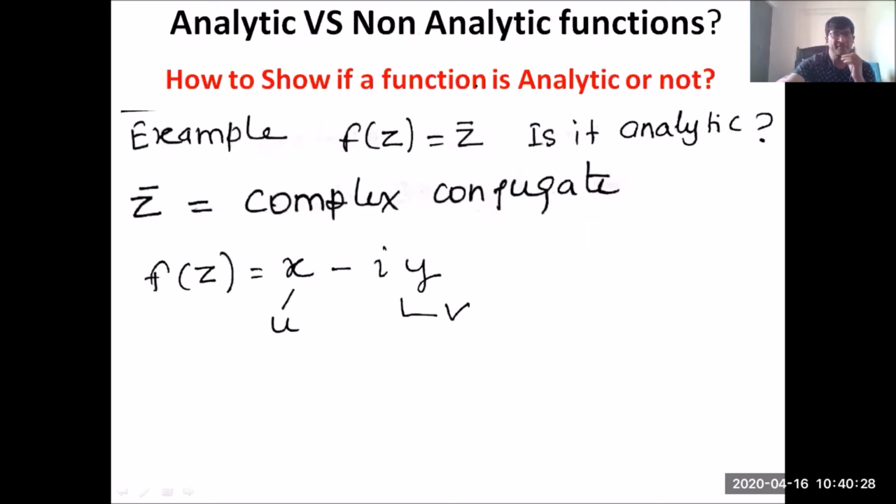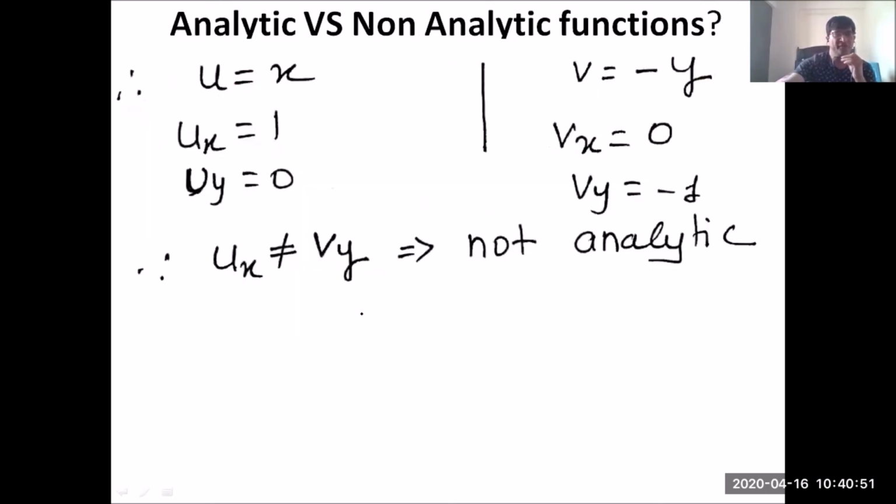For example, suppose f(z) is equal to z bar, which is nothing but the complex conjugate. If you want to show whether it is analytic or not, we know that f(z) is defined as x minus iy, since it is a complex conjugate and the negative sign gets inserted. What we need to show are the two properties that we have studied earlier. Here the u part is equal to x, and the v part is minus y. If I differentiate u with respect to x, it gives 1, and with respect to y, it would be 0.